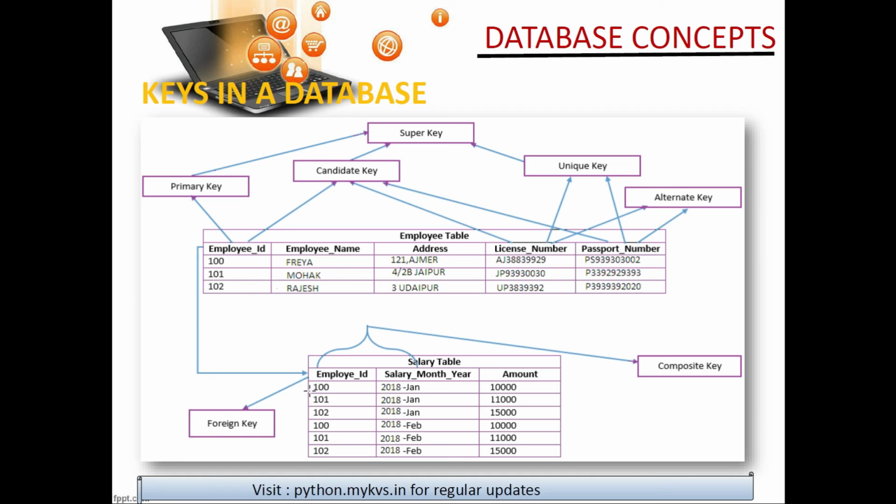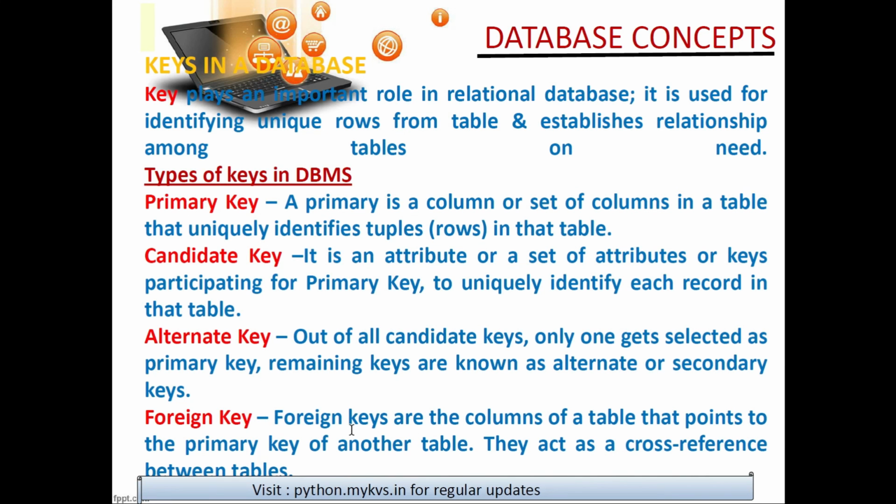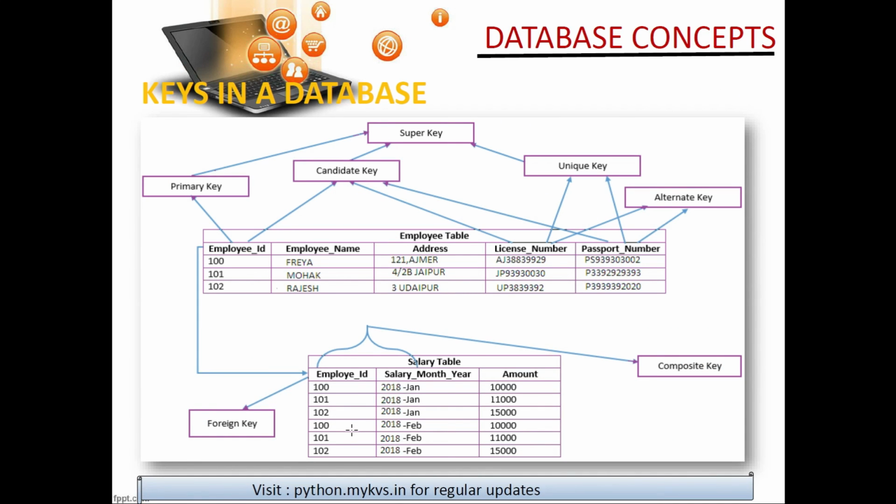Another thing is important. Suppose you want to delete record 100 or record 101 from here. If you delete 101 from here, it will become meaningless in the salary table. So deletion is not possible from the employee table, and insertion is not possible in the salary table. In this way, referential integrity is checked by using the database concept, or by using the keys. These four keys are very, very important: primary key, candidate key, alternate key, and foreign key.